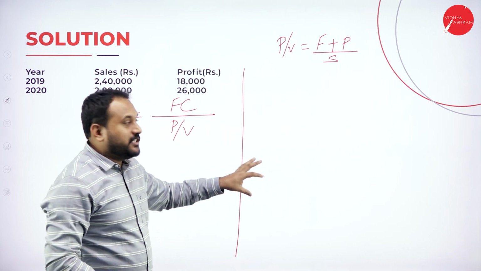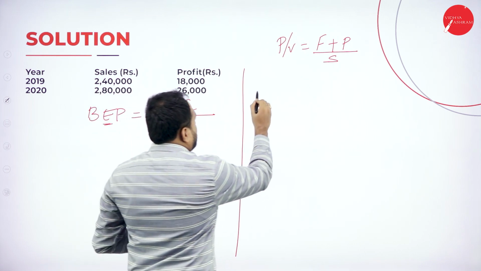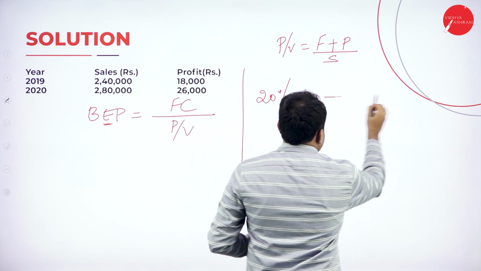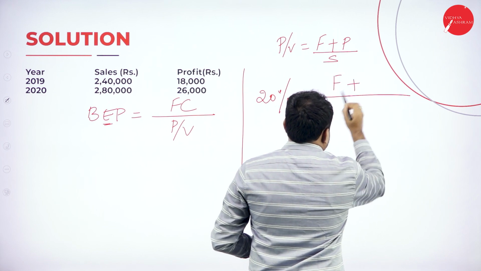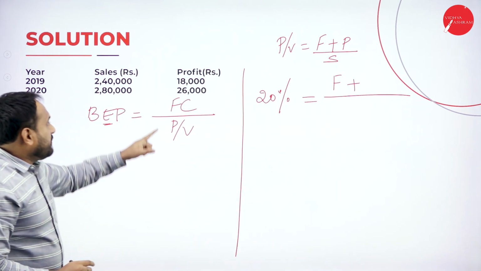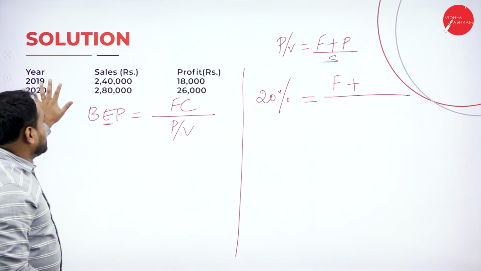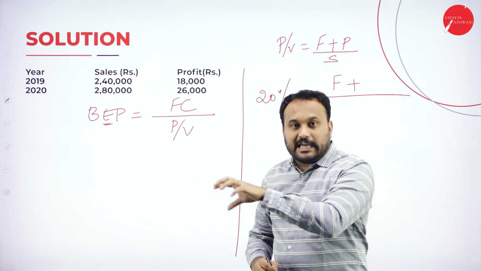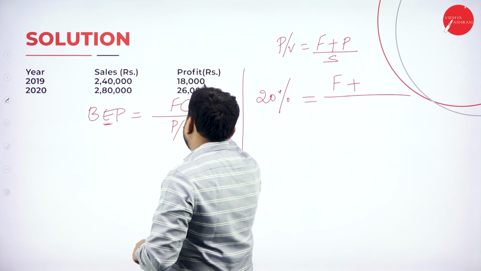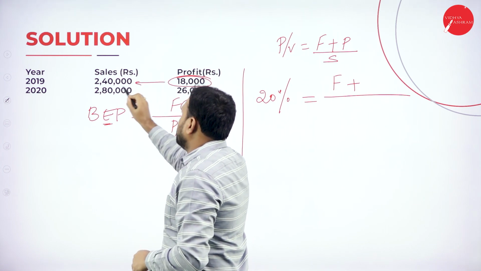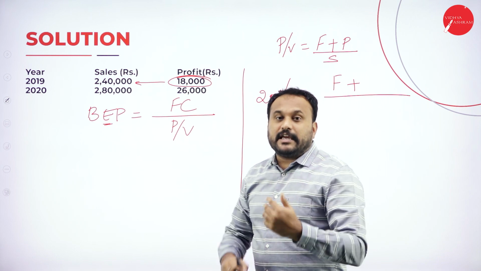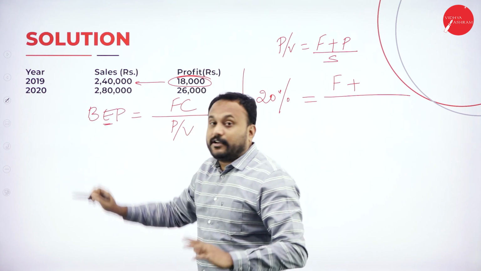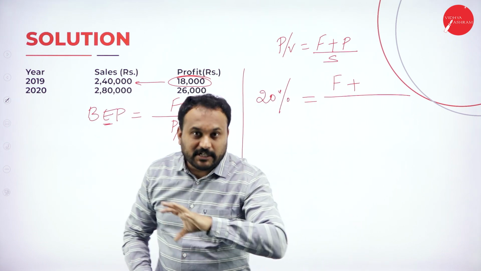Now in this question, how much is our PV? Our PV is 20%, equal to F, which we don't know, plus. Now understand, whichever year's profit you take, you are supposed to take the same year's sales. What is the logic here? For example, if I take this profit, I need to take this sales only. You can calculate again; if you take this profit, you should take this sales only, and you will get the same result, because fixed cost will never change.